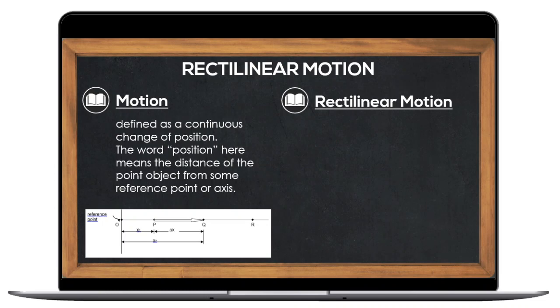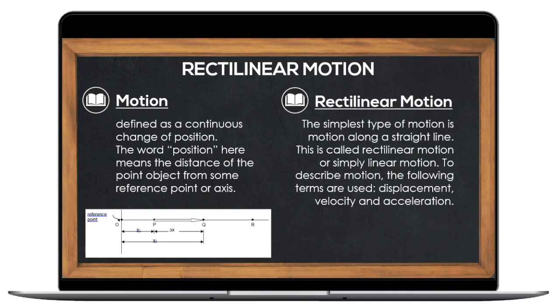Then let's define rectilinear motion. The simplest type of motion is the motion along a straight line. This is called rectilinear motion, or simply linear motion. To describe motion, the following terms are used: displacement, velocity, and acceleration.